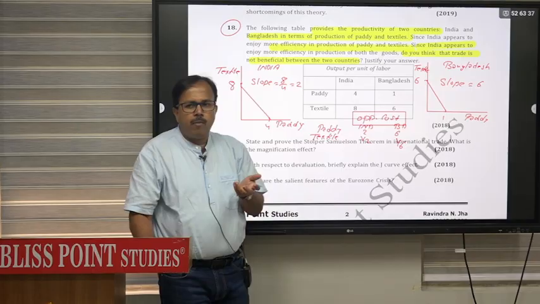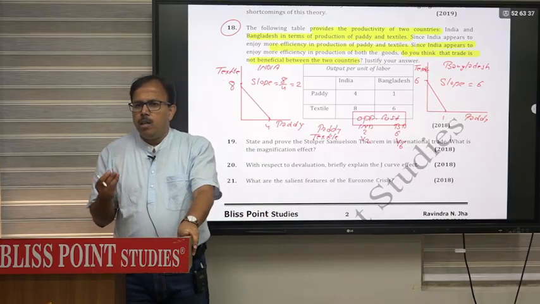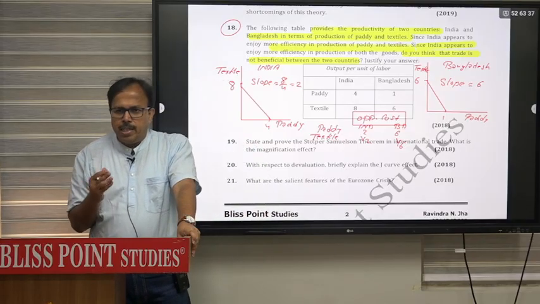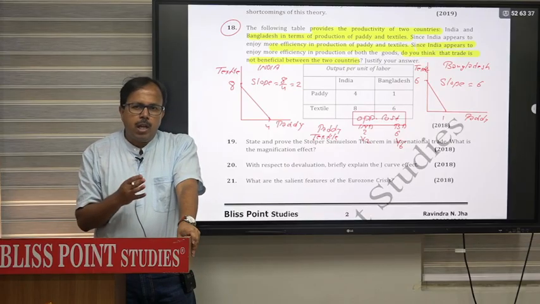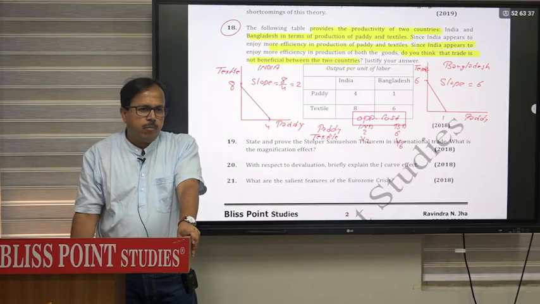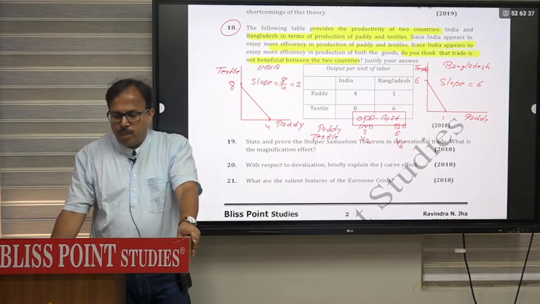So your line of argument will always be very easy. For paddy, opportunity cost in India is less, therefore India has comparative cost advantage in producing paddy, and Bangladesh has comparative cost advantage in producing textile.